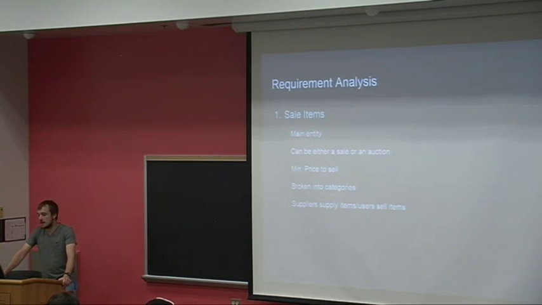Every item has a specific category it needs to be represented by, and each of those categories has subcategories, and those can go into farther subcategories. And we took suppliers in a different way. Suppliers are pretty much the manufacturers of the items, and every item should have a supplier because every item is manufactured by somebody.